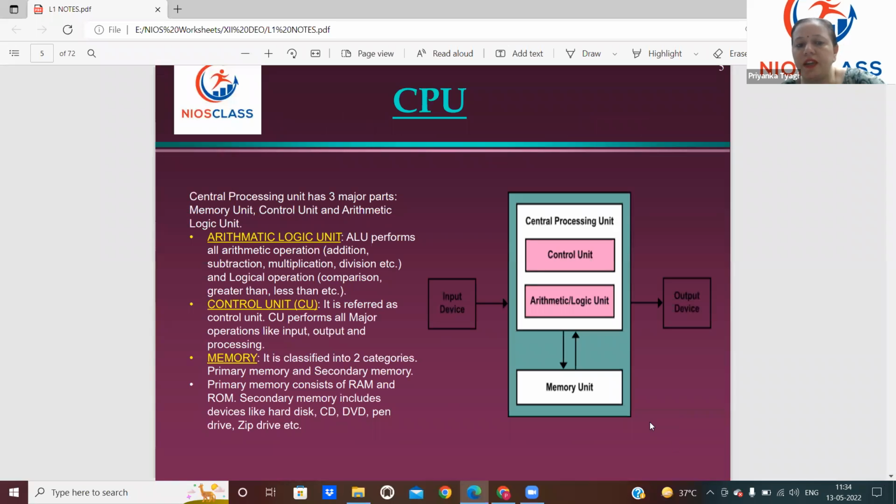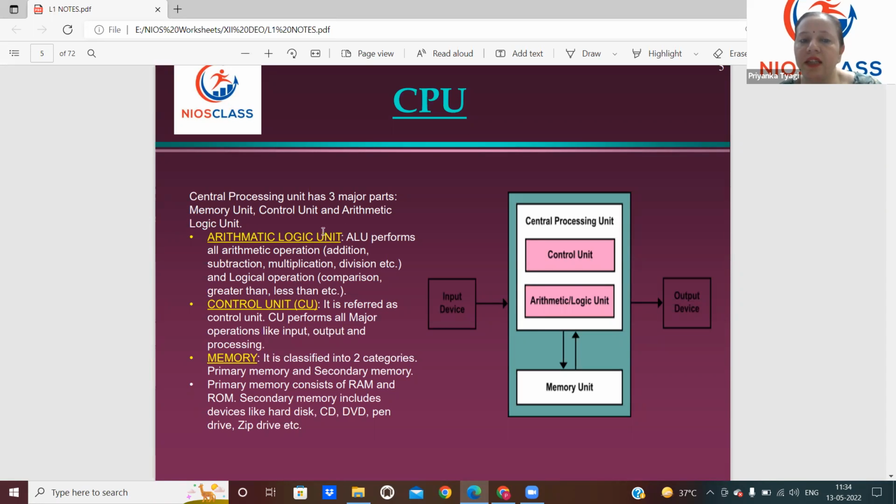Now furthermore, we can discuss a few more points regarding the CPU. The CPU basically has three major parts, as you can see in the diagram on the screen: the control unit, the arithmetic logic unit, and the memory unit. Through these, we can accept data from the input device, and we can display the output with the help of the output device.